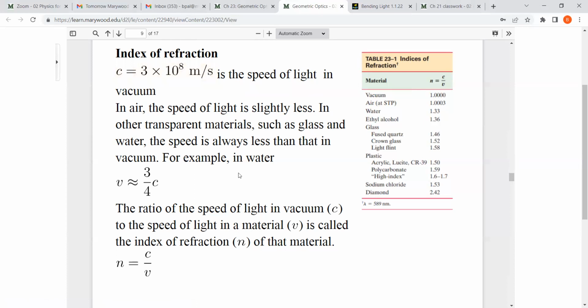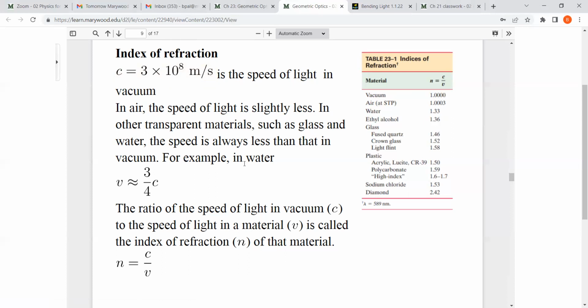So for simplicity, in any calculation, if you need to use the speed of light in air, we are going to use this number. Although it is the speed of light in vacuum, we are going to use this also for air. And remember that air is not vacuum.